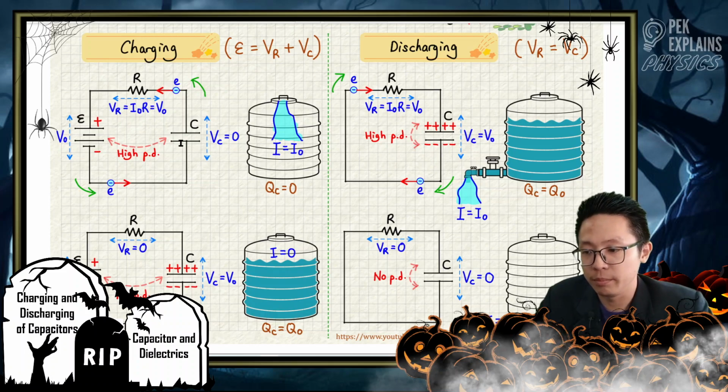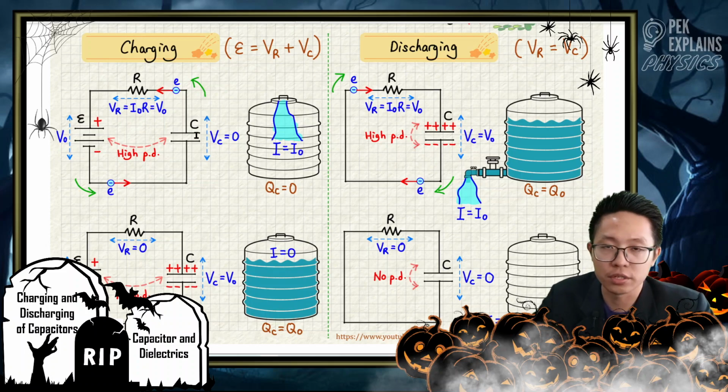Initially, before the capacitor is being charged, it is neutral. It has no charge, and the voltage across the capacitor is 0. No potential difference, no voltage across the capacitor. So initially the capacitor has 0 voltage, VC is 0. The charge in the capacitor is also 0 because it's not charged yet. It doesn't store any charge yet. It's just like an empty water tank. No water inside, no charge inside.